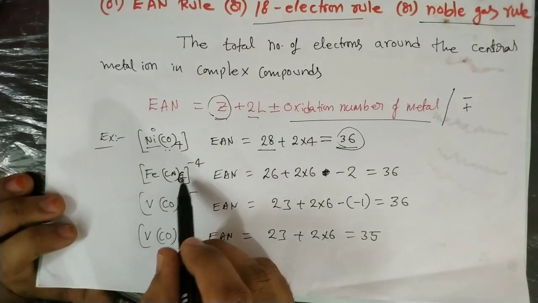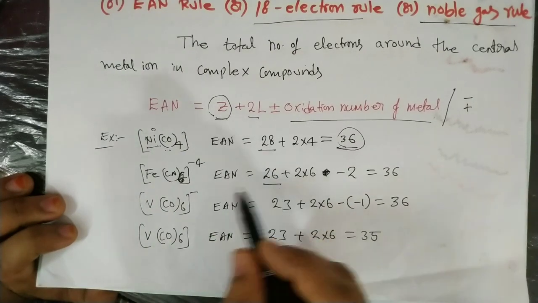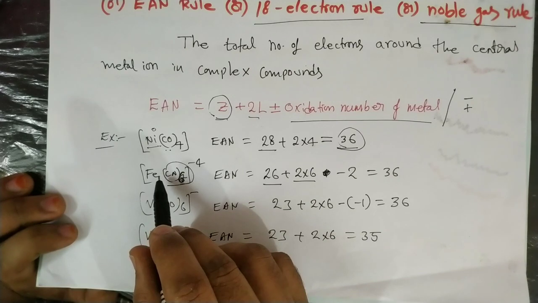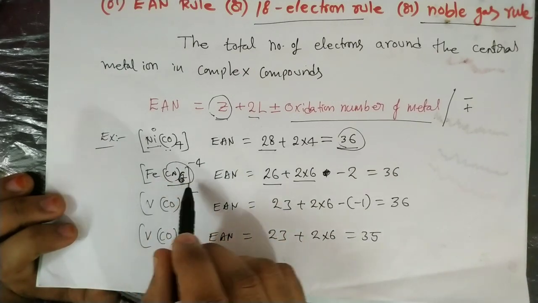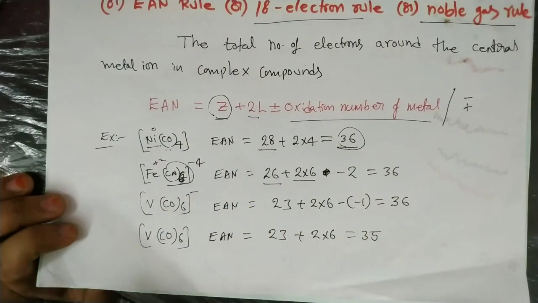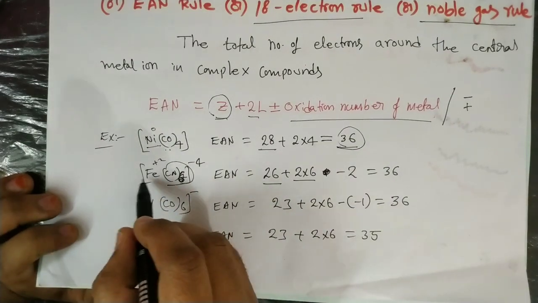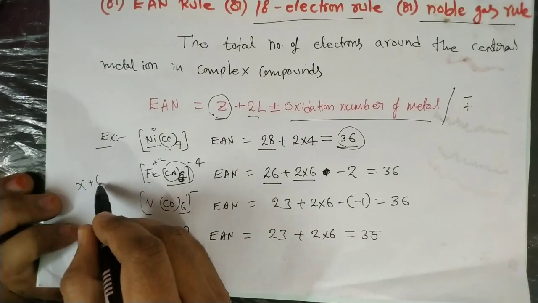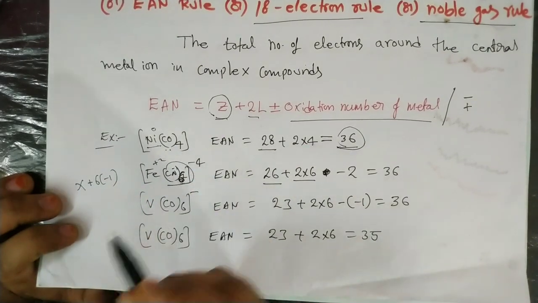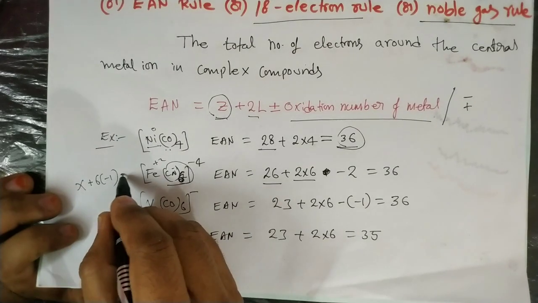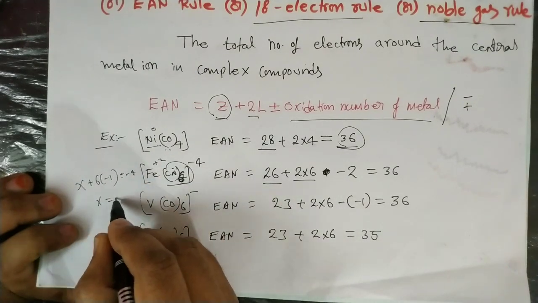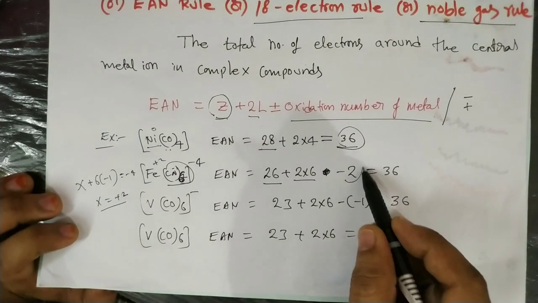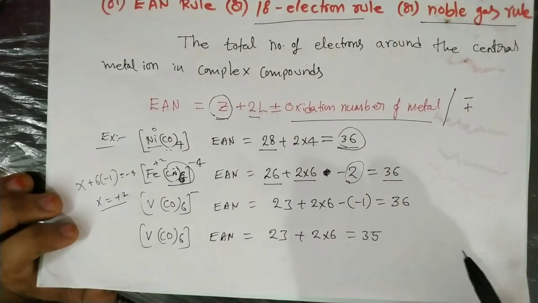Suppose Fe(CN)6 4 minus. In this case iron is 26, and there are 6 ligands, so 2 into 6. What is the oxidation number of the iron? Let us calculate. Let the iron oxidation number be X, so X plus 6 into minus 1, because CN carries a minus 1 charge, equals minus 4. That means X equals plus 2. Since it is a positive oxidation number, we subtract, so that equals 36 again.